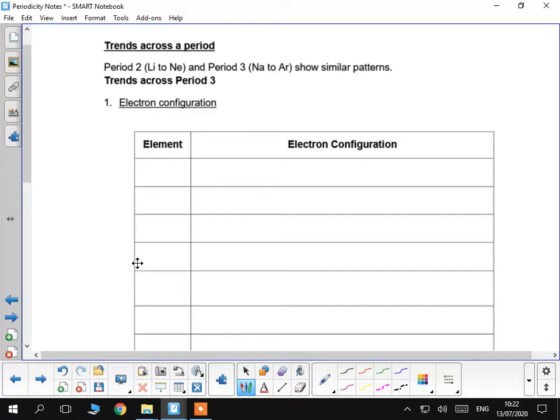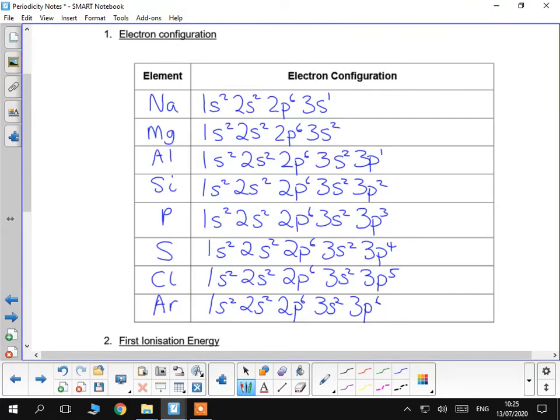Period 2 and period 3 show similar patterns. So first looking at period 3 trends. Firstly looking at trends in electron configuration. As you go across a period, you can see that you're adding an electron each time. Therefore you fill the 3s orbital, then the 3p, so you can see that it increases at the end by 1 electron each time.